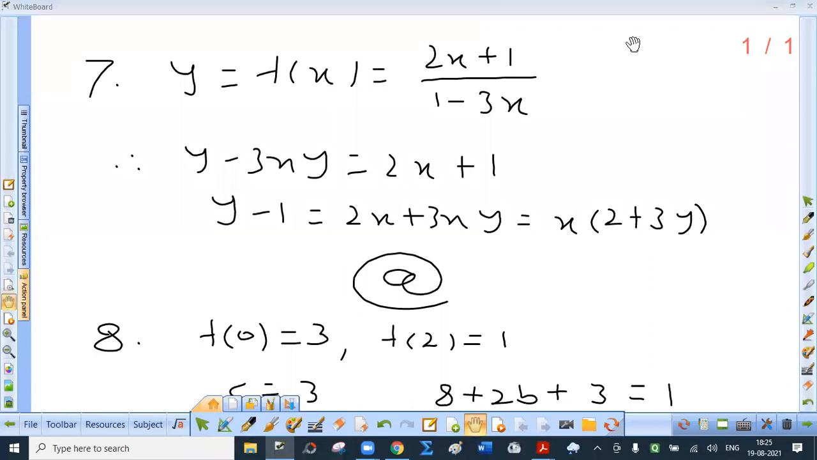Seventh one, let the function f be defined by f of x equal to 2x plus 1 upon 1 minus 3x. Then f inverse x, please do not read this as f raised to minus 1. F inverse x is, options are A, x minus 1 upon 3x plus 2, B, Bombay, x plus 1 upon 3x minus 2, C, Calcutta, 2x plus 1 upon 1 minus 3x, D, Delhi, 3x plus 2 upon x minus 1. Let y be this, cross multiply, rearrange the terms.